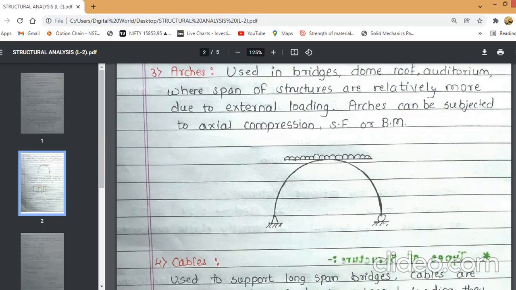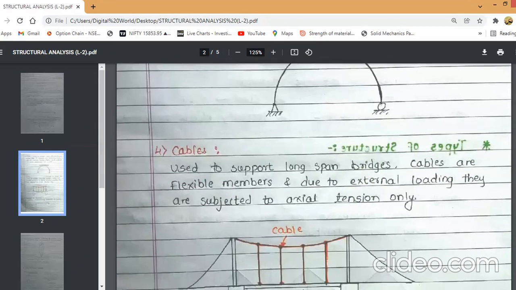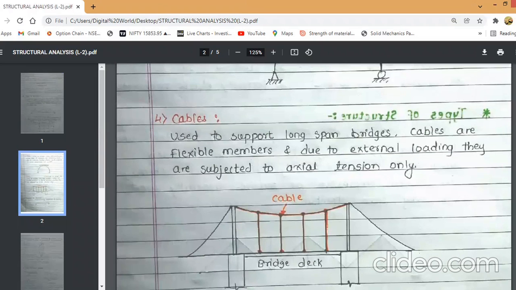Then fourth type of structure is cable. Cables are used to support the long span bridges. Cables are flexible members and due to the external loading, they are subjected to axial tension only.